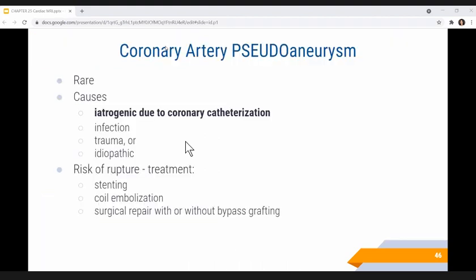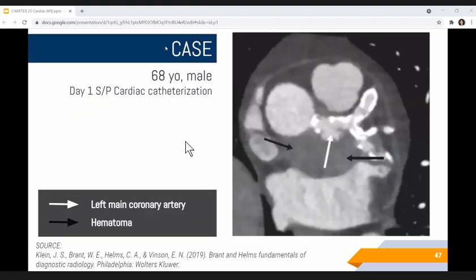Pseudoaneurysm is rare, but the most common cause is iatrogenic due to coronary catheterization. Now we have a case of a 60-year-old, day 1 post-cardiac catheterization. This image is an axial oblique MPR with diffusely aneurysmal and calcified coronary arteries showing a defect in the posterior wall of the left main coronary artery pointed by the white arrow. There is surrounding hematoma demarcated by the black arrows, and the injury was thought to be iatrogenic.